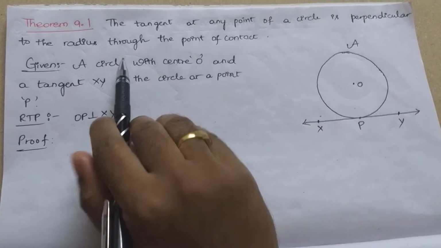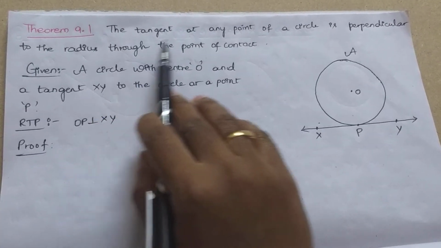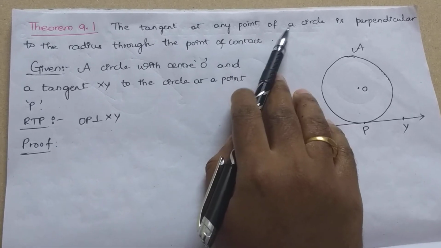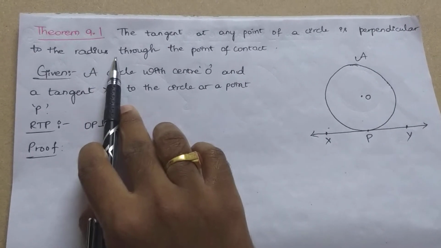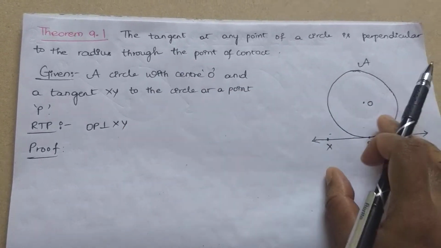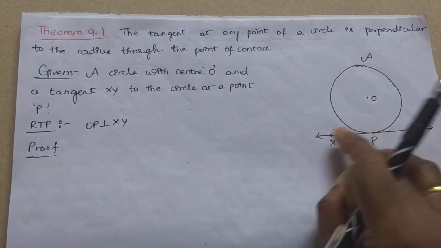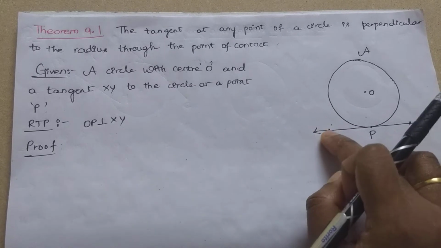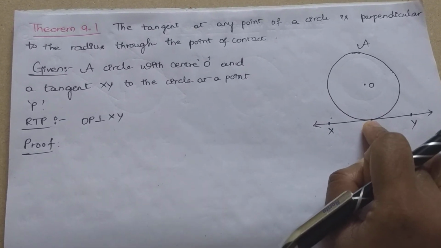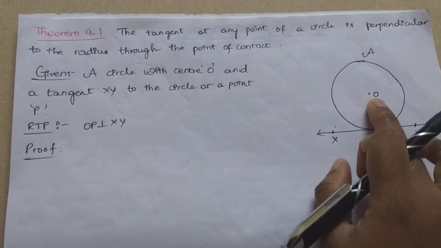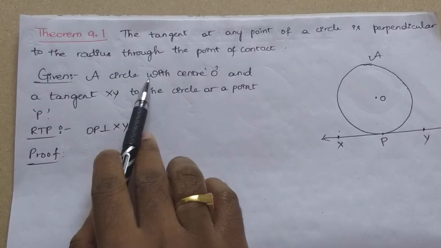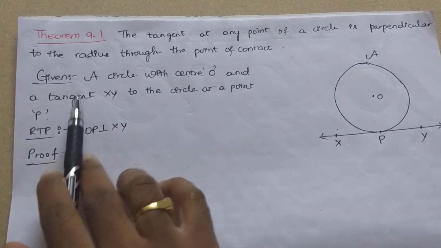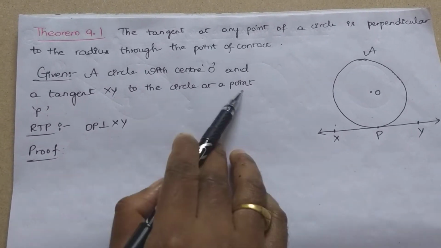Hello friends, let's see the statement of theorem 9.1. The tangent at any point of a circle is perpendicular to the radius through the point of contact. So this is a circle and this is the tangent. XY is the tangent where P is the point of contact and O is the center of the circle. So under given information, a circle with center O and tangent XY to the circle at point P.